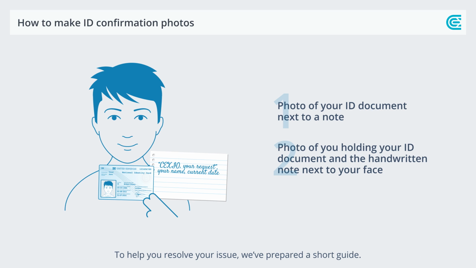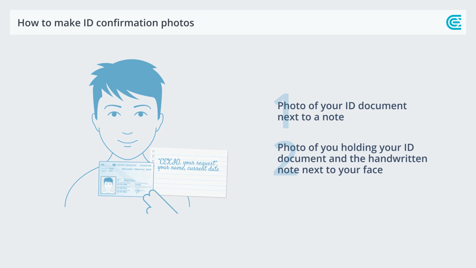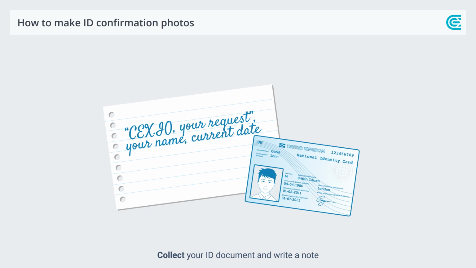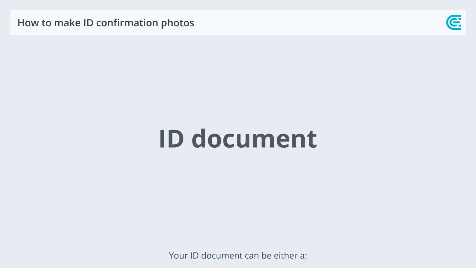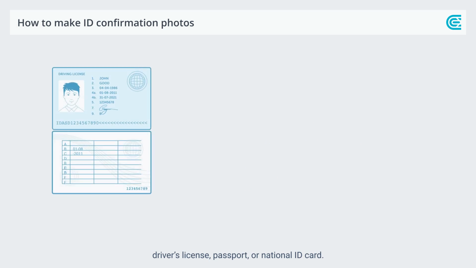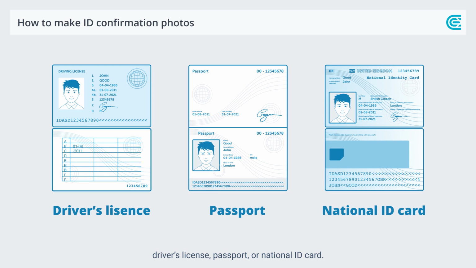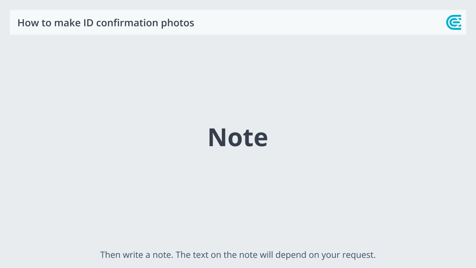We ask for these photos to make sure the request is coming from the true account holder. To help you resolve your issue, we've prepared a short guide. Before taking photos, collect your ID document and write a note. Your ID document can be either a driver's license, passport, or national ID card. Then write a note. The text on the note will depend on your request.